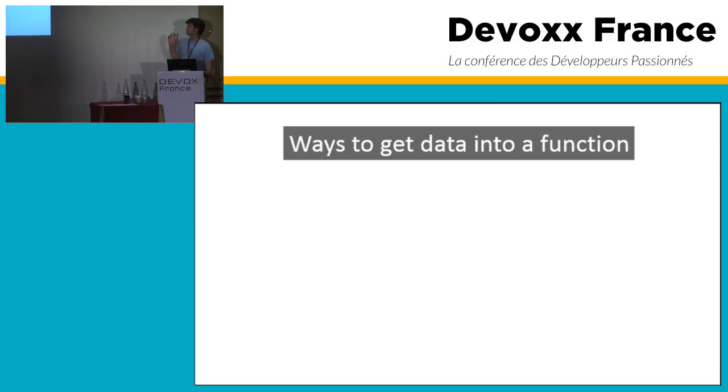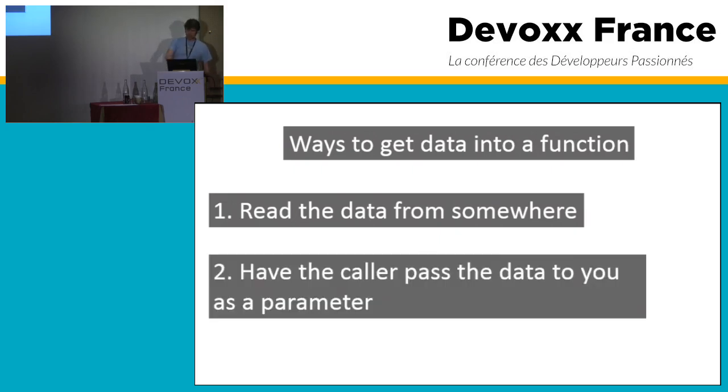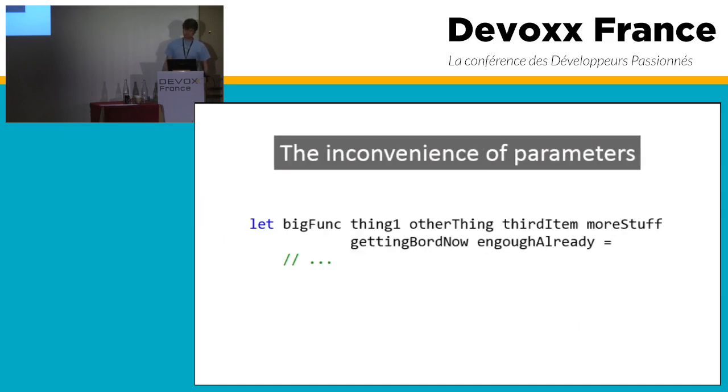Now, if you think about it, there's basically only two ways to get data into a function. Either you read the data from somewhere, which, as I'm saying, is bad, although it's necessary in a few places, or you have the caller of the function pass the data to you as a parameter. Now, as observed, this can lead to lots and lots of parameters, which is a big problem in F#.